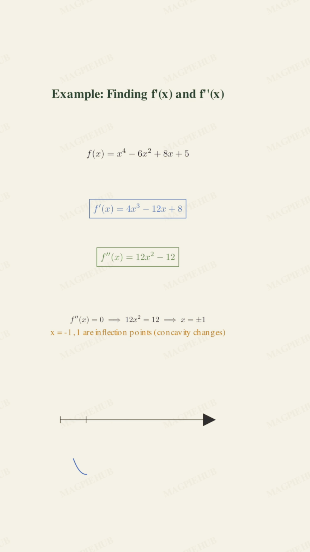Setting f'' equal to 0, 12x squared equals 12, so x equals plus or minus 1. These are inflection points where the concavity changes. On the graph, notice how the curve switches from concave up to concave down at these points.